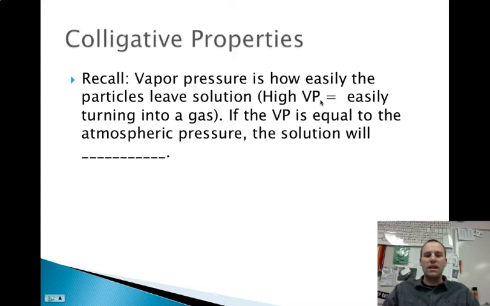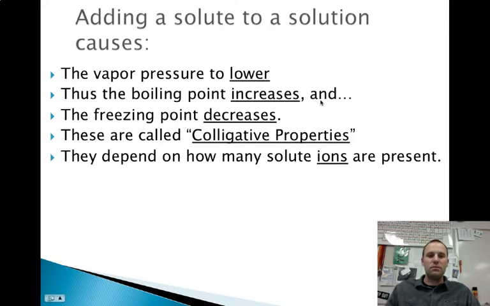And we said that if the vapor pressure, the pressure pushing out, is equal to the atmospheric pressure, the pressure pushing down, then the solution will do what? It'll boil. Okay, so when you dissolve something and make a solution, so adding a solute, remember the substance that gets dissolved, to make a solution, the solute and the solvent put together, these three things happen. The vapor pressure gets lower, so it's harder to turn into a gas. The boiling point, as a result, goes up, and the freezing point goes down. These same three things always happen.